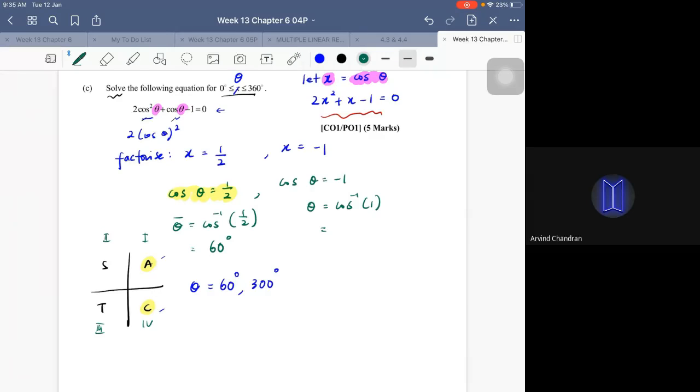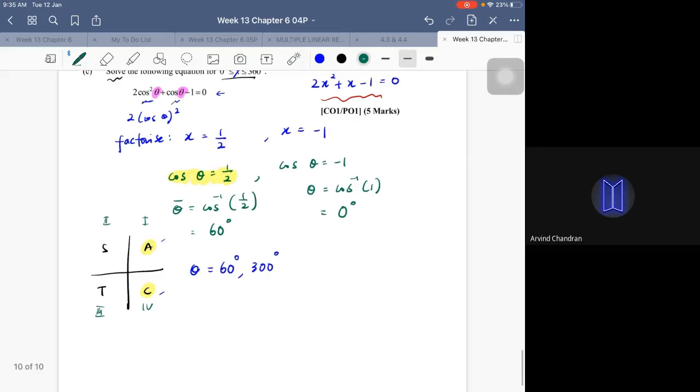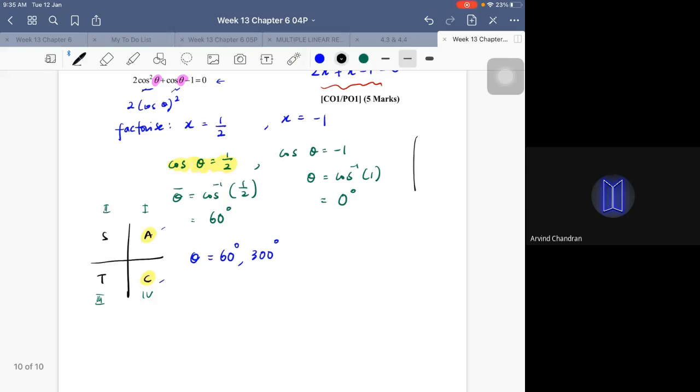So cos inverse of 1 is going to be 0. Okay, so that is going to be our cos inverse of 1. Okay, masalah dia sekarang adalah dia dalam kuadran yang mana satu. Okay, for this case, dia sama juga macam tadi. Okay, but it's going to be the opposite exactly. So what happens is that the cos over here is going to be negative.